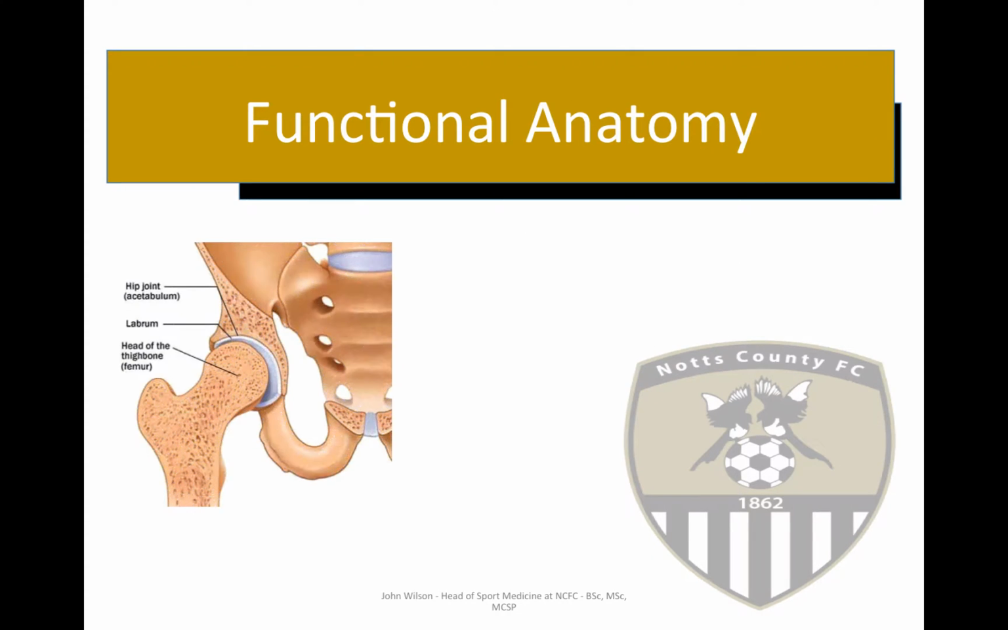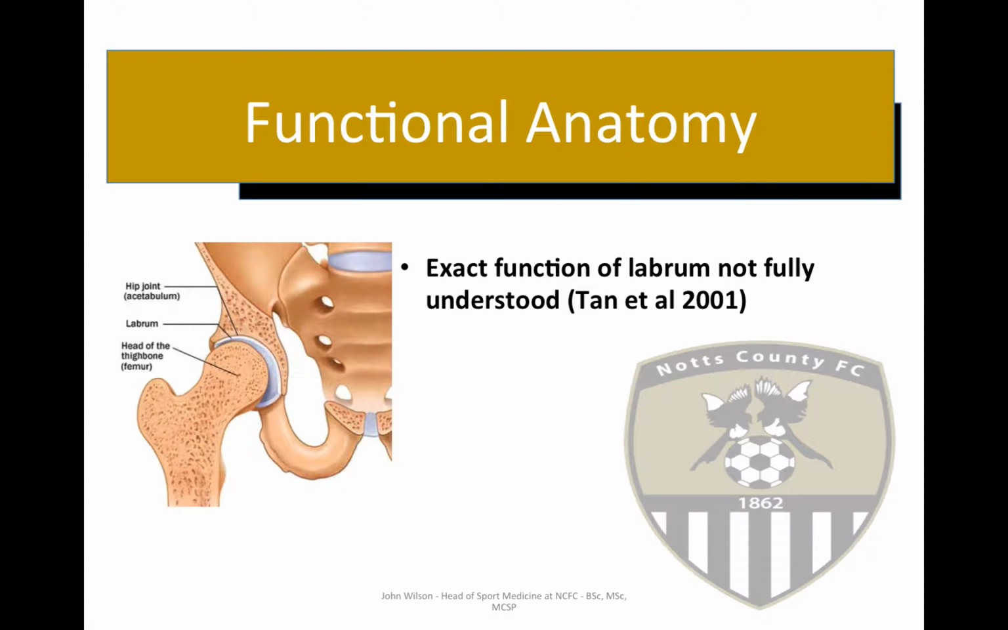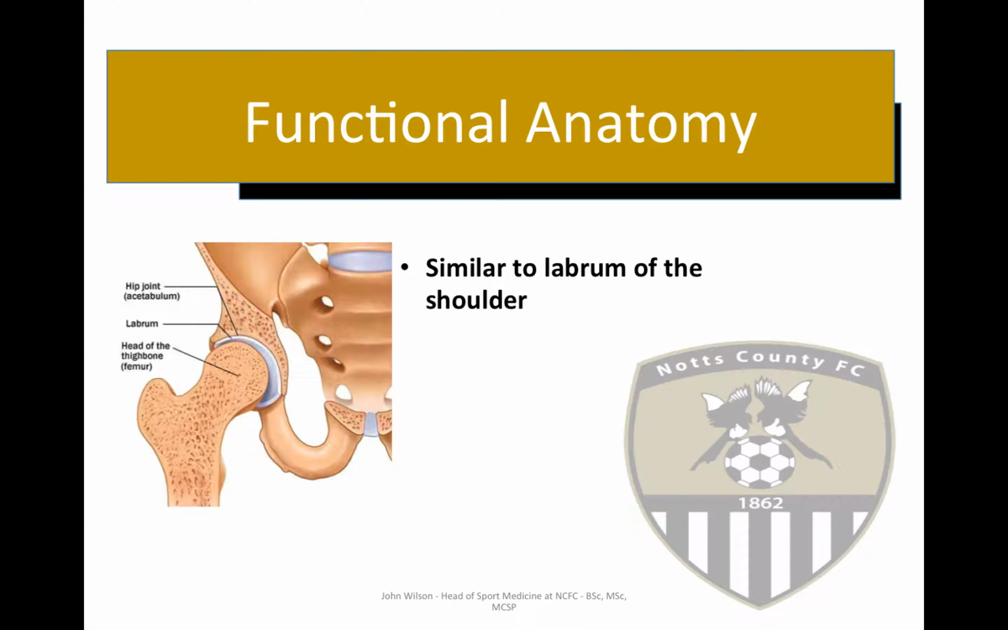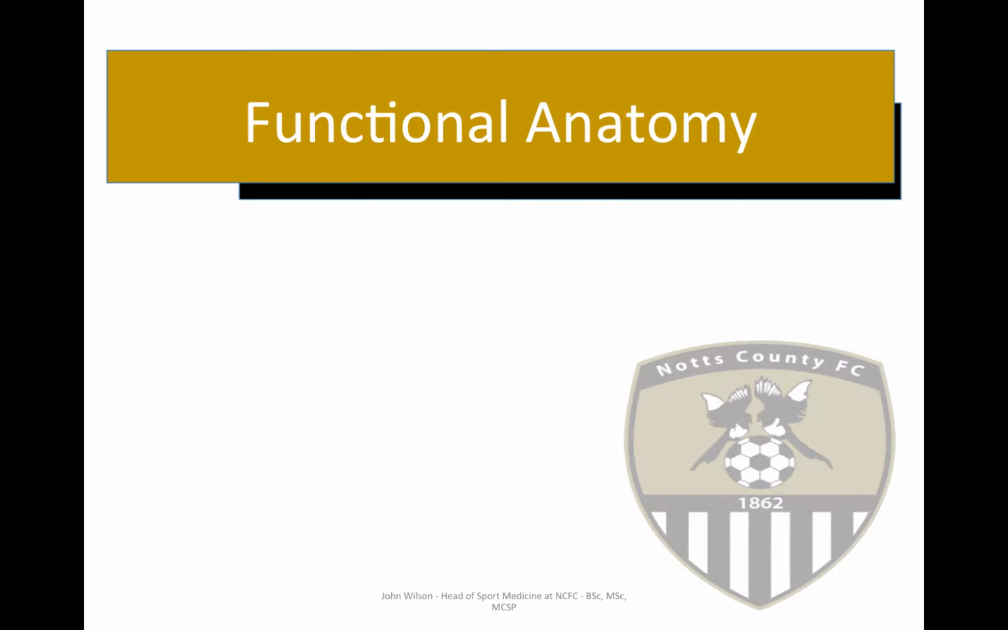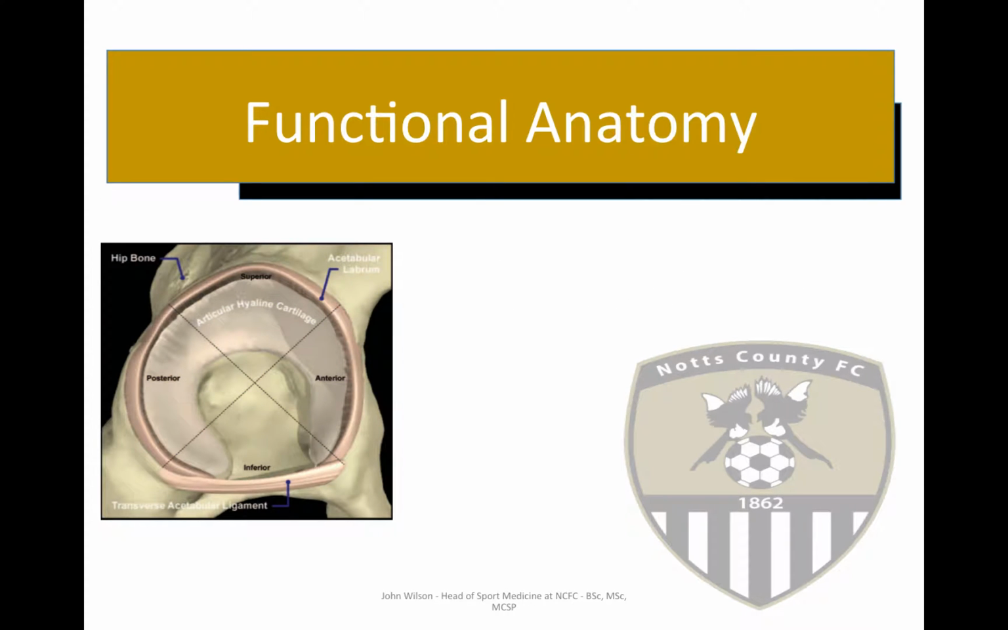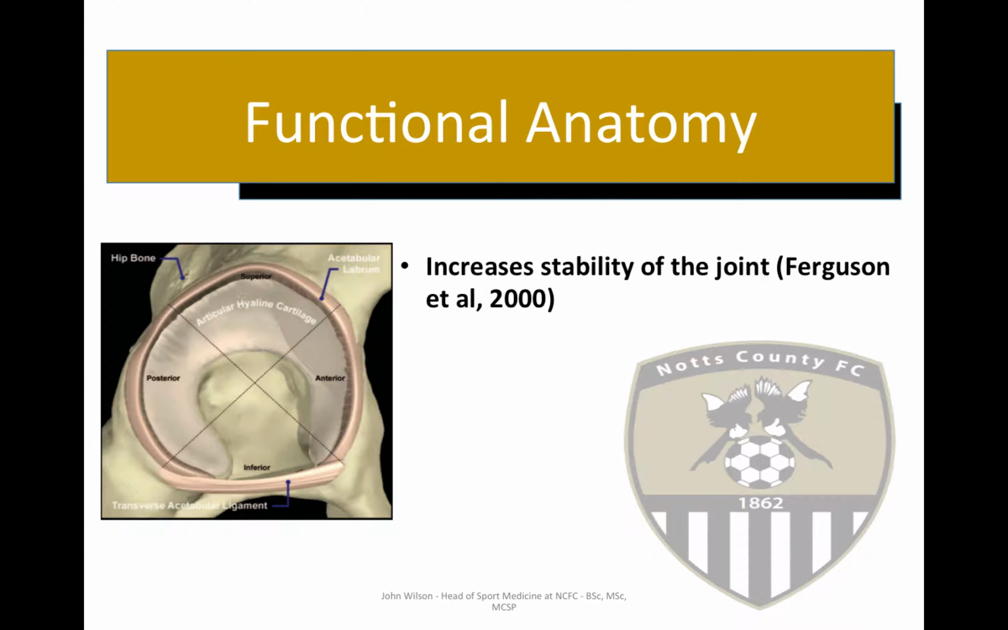The acetabular labrum has been compared to the labrum of the shoulder. Although not as complex functionally, it is still very important to the health of the joint. The stability of the hip joint is enhanced by the presence of the labrum. This provides a fibrocartilaginous extension of the bony acetabulum, increasing the depth of congruency for the femoral head.